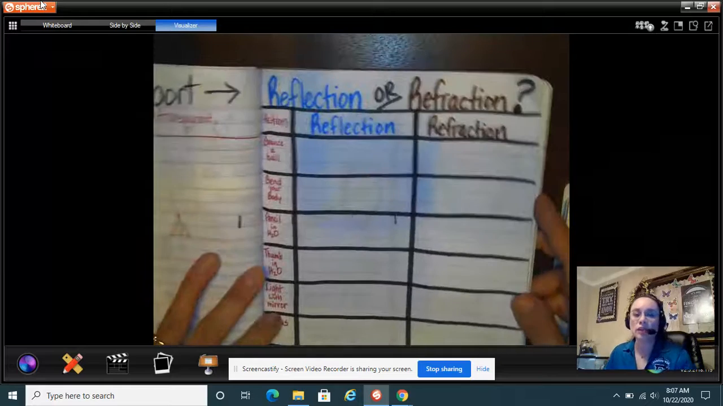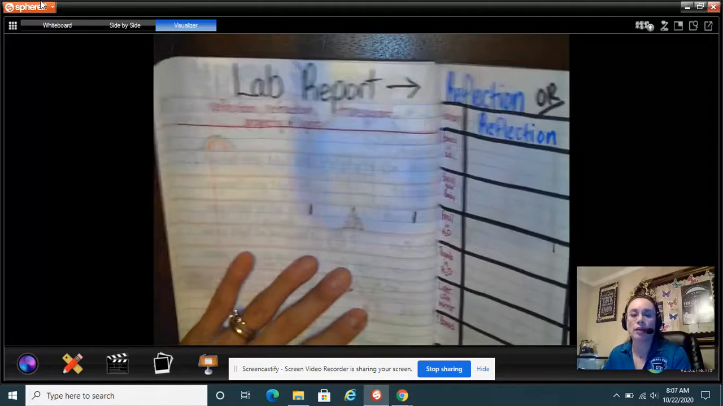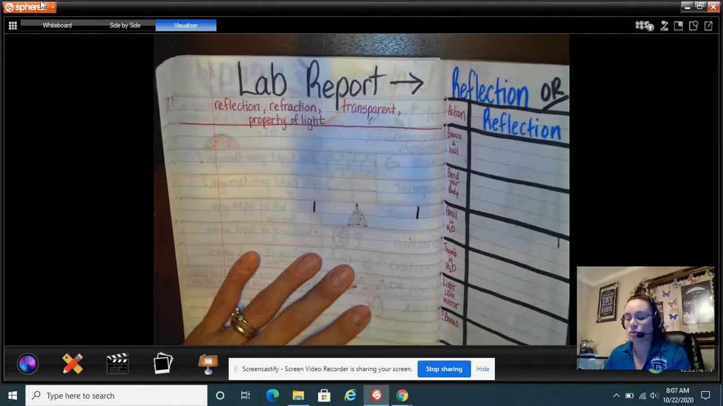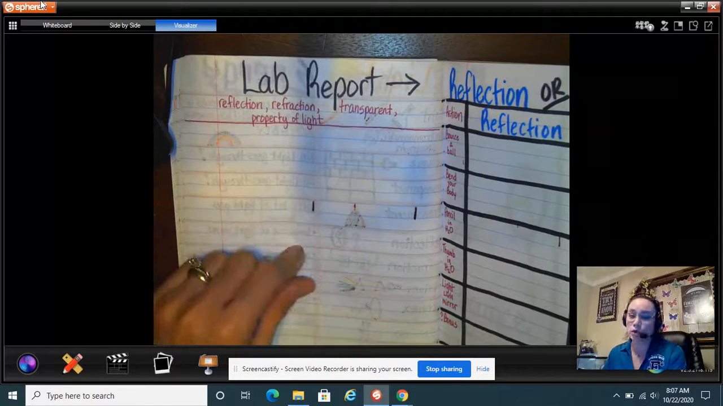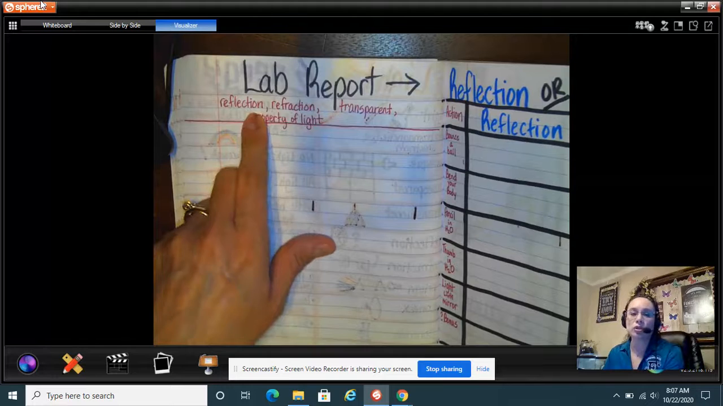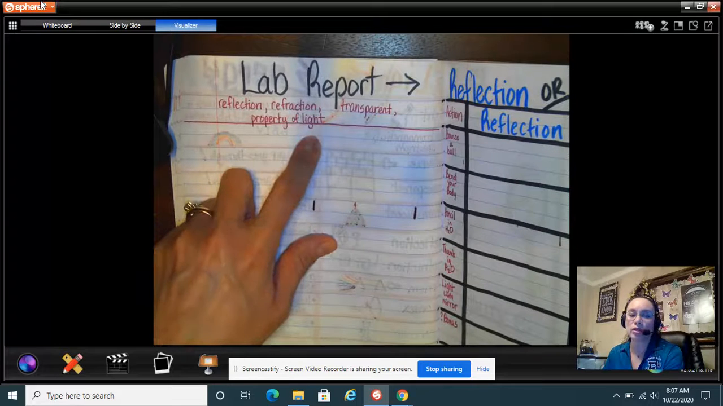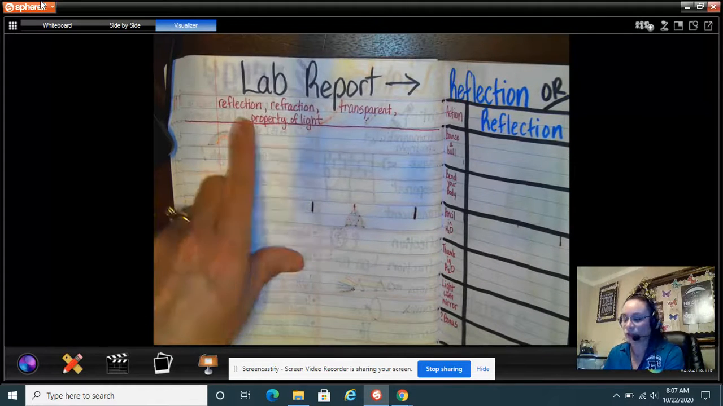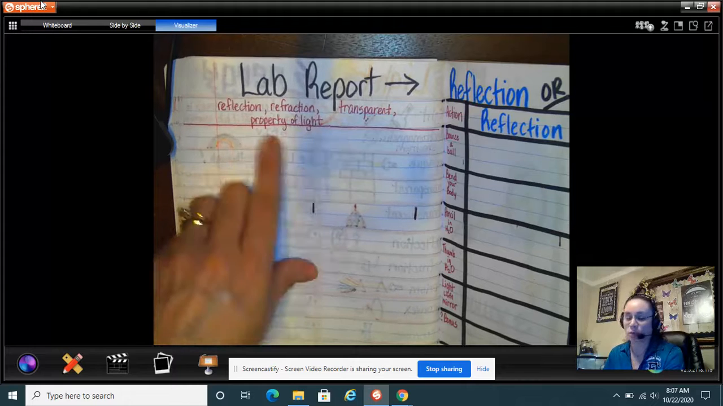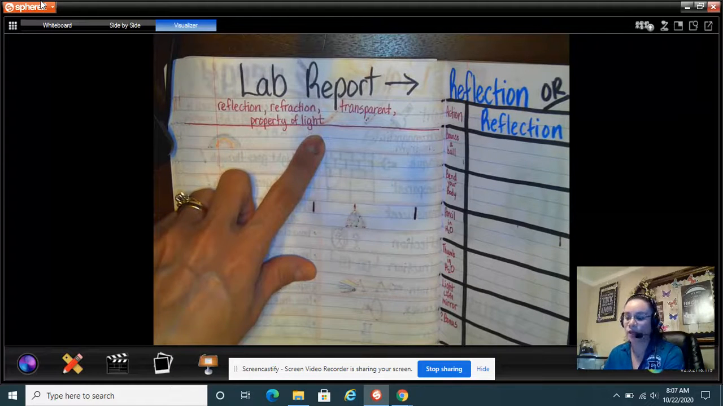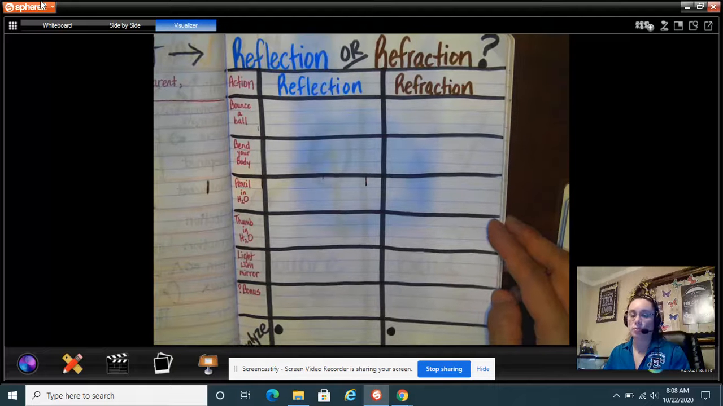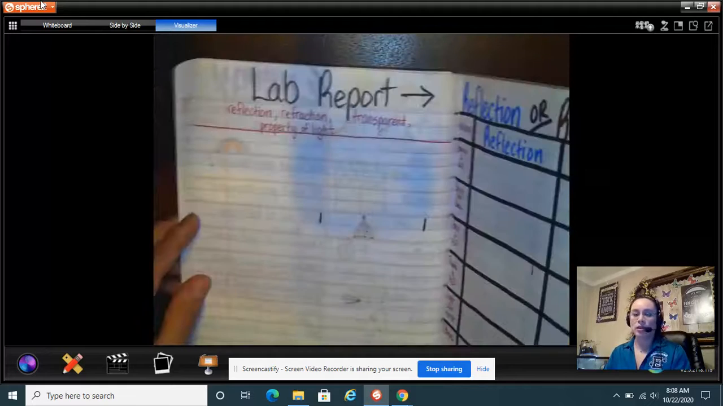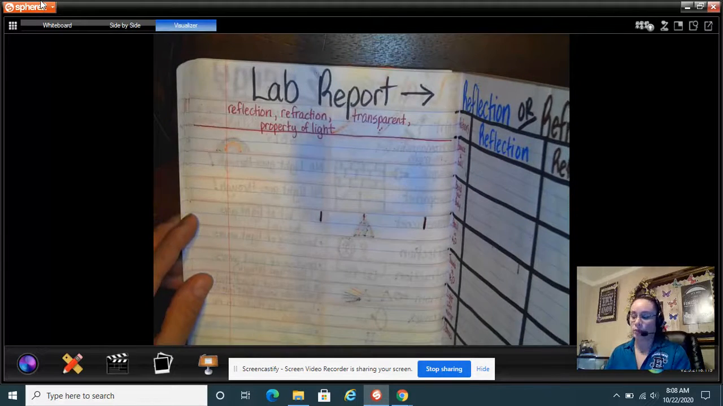Then on the left side, I have my lab report. Okay, so as soon as you finish your lab experiment, you're going to have to write about it. But when you write about it, you're going to have to include these vocabulary words in your paragraph: reflection, refraction, transparent, and property of light. Okay, so on the right side is the data table for your lab experiment on Thursday. And then on the left side is for the lab report.